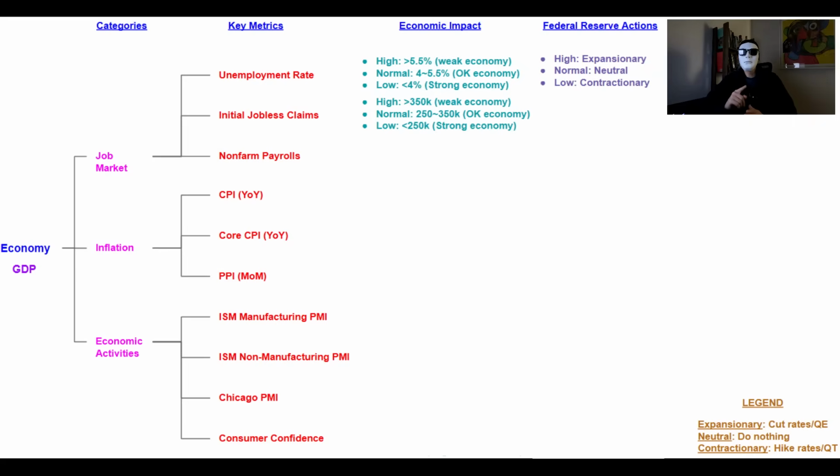Now, just like the unemployment rate, the Federal Reserve's potential actions are the same. If more people are losing jobs, the Fed's actions will be expansionary, and if less people are losing jobs, the Fed's actions will be contractionary.